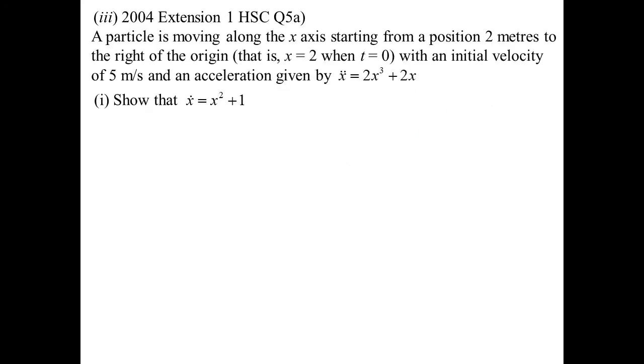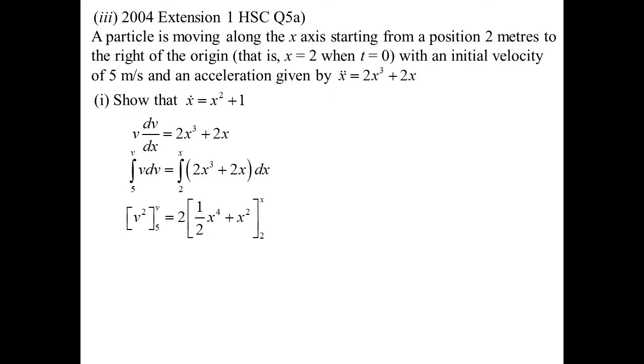HSC question. A particle moves along the x-axis from a position 2 meters to the right with an initial velocity of 5 meters per second and acceleration given by 2x cubed plus 2x. Show that the velocity is x squared plus 1. Okay. v dv/dx is 2x cubed plus 2x. Separate the variables. The initial condition they've given me, 2 and 5.